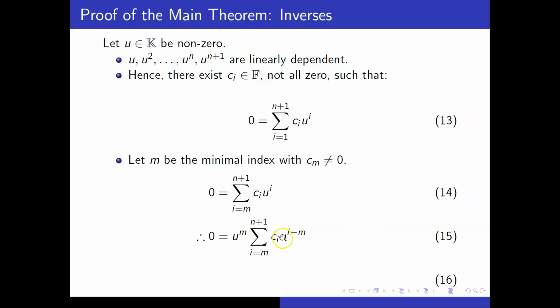Now, it's important to note the first term in this sum: when i is equal to m, I have u to the 0. I have c sub m u to the 0. So I have a constant term in this sum. I have this times u to the m is 0. And as I mentioned, we're in a domain, so I can cancel. u was non-zero, hence all powers of u are non-zero. So that means the sum has to be 0.